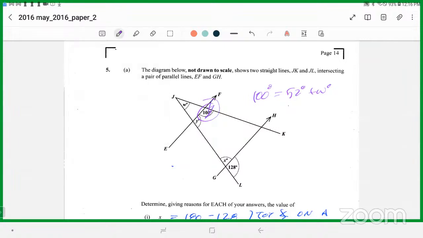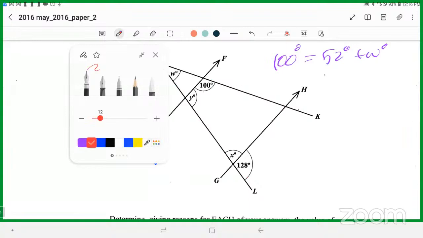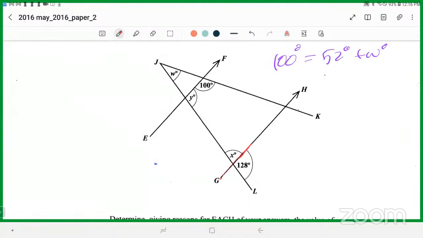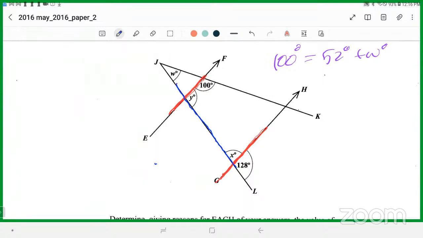Another way to look at it is this. You see, that's the thing with these questions. There are always multiple ways to do them, right? You have this line and this line parallel, and they are joined by this transversal line.